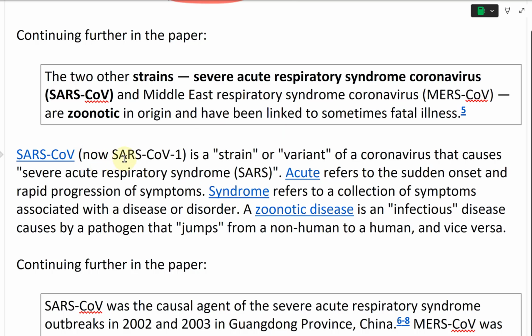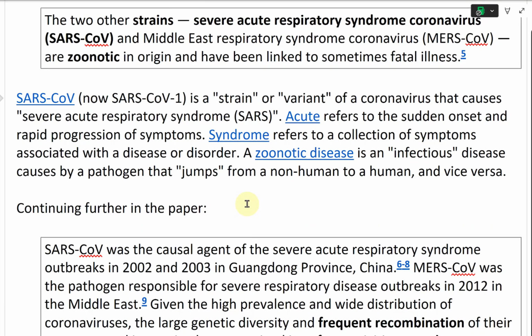SARS-CoV, now SARS-CoV-1, because the new one is the COVID one, is a, quote, strain or variant of a coronavirus that causes, quote, severe acute respiratory syndrome or SARS, and the word acute in here refers to the sudden onset and rapid progression of symptoms, and syndrome refers to a collection of symptoms associated with a disease or disorder.